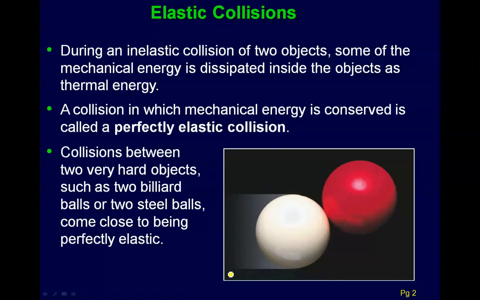So we're going to break our collisions down to essentially two types. There's an inelastic collision, which is a collision where you do not conserve mechanical energy. The perfectly elastic collision is a collision where you do conserve mechanical energy. And typically a collision like this would be something between two very hard objects, such as two billiard balls or two steel balls. That comes very close to being perfectly elastic.